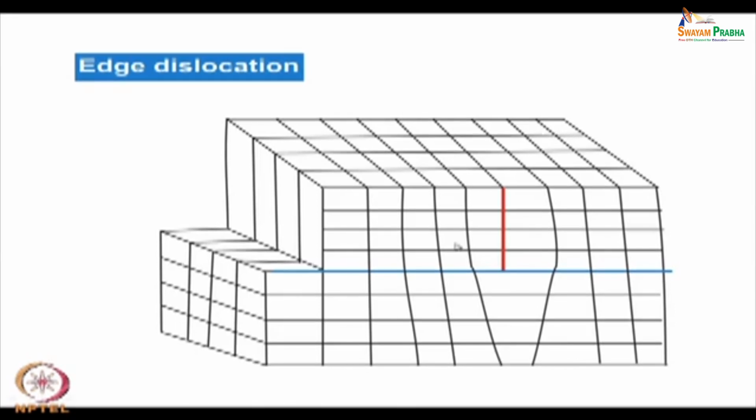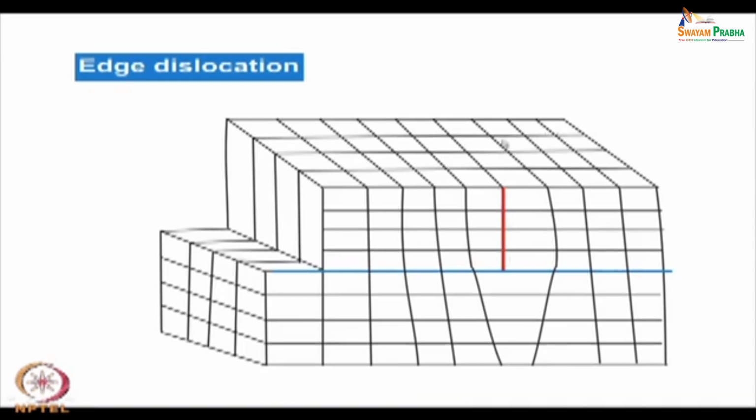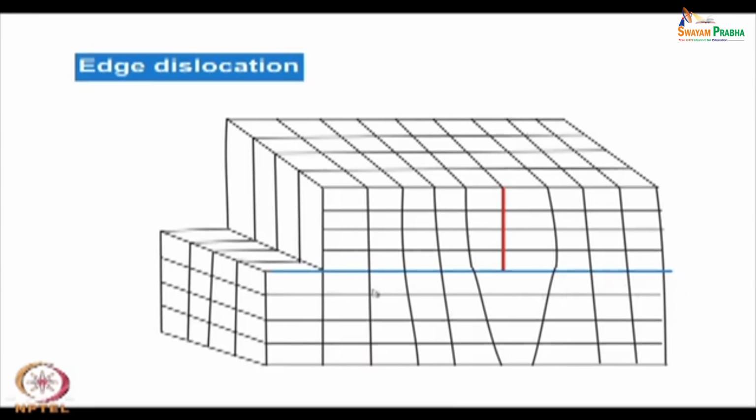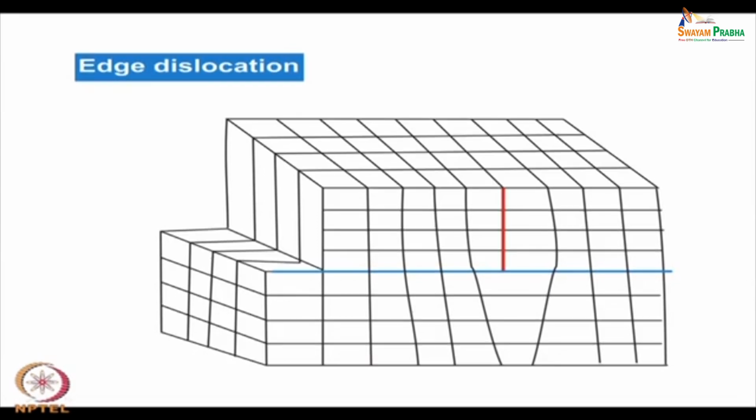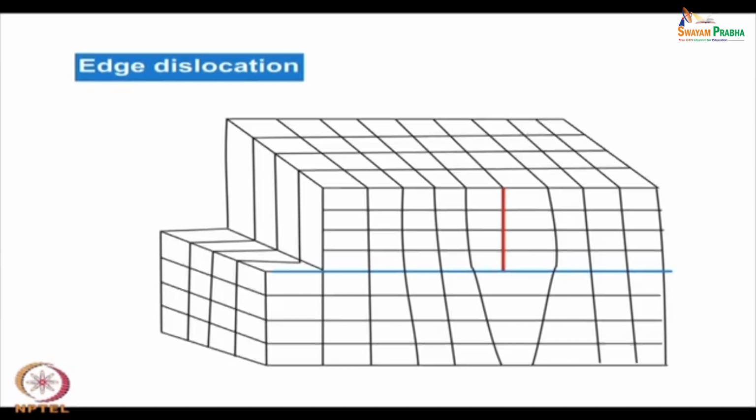So, the dislocation is actually the intersection of this extra plane here and the slip plane. The slip plane is the horizontal plane here with the blue line, the plane on which the atoms are slipping. It is the intersection point where the top atoms are moving and the bottom atoms are residing at their own sites, so there is a relative displacement basically.